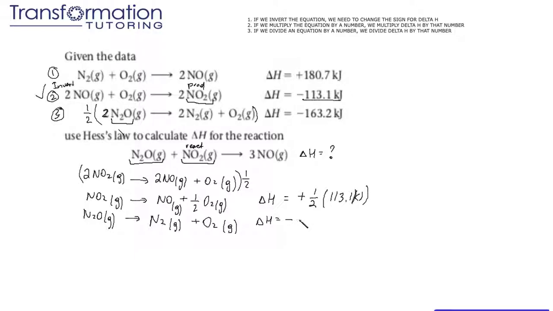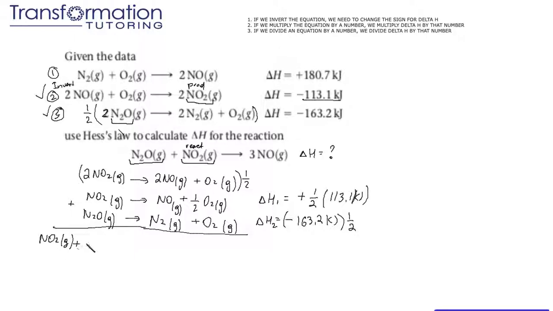Perfect. The delta H for this one will be, we do not change the sign since we did not invert it, so minus 163.2 kilojoules, but because we multiplied it by 1/2, we need to multiply this delta H by 1/2 also. Let's call it delta H1, delta H2. Okay, now that we have dealt with the two lower equations that were easier to deal with because they had a unique molecule, we can get to the third one. Perhaps it will be easiest to first sum them up to see what they will give me overall.